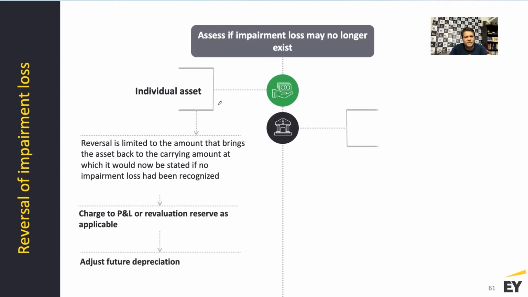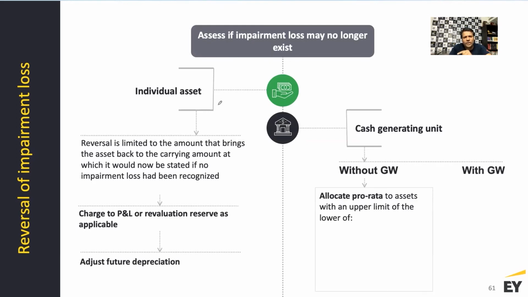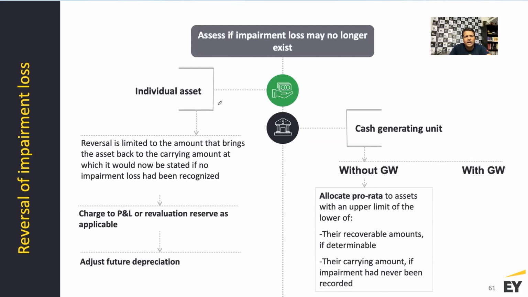If it is a cash generating unit, without goodwill or with goodwill: from a without-goodwill perspective, allocate the reversal pro rata to the assets, with an upper limit of the lower of their recoverable amount and the carrying amount had the impairment not been recognized. With goodwill, again, no reversal on goodwill. Others, as I just said, you are allowed to reverse.